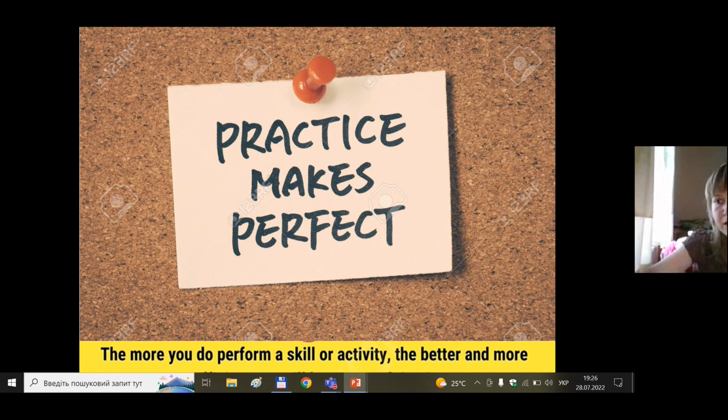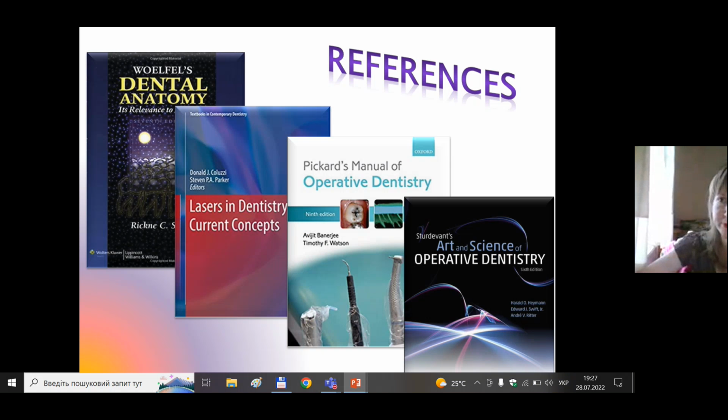The final statement is: practice makes perfect. The more we do a skill or activity, the better and more proficient we are at it. So references to this lecture are: Wolf's Dental Anatomy, Lasers in Dentistry: Current Concepts, Pickard's Manual of Operative Dentistry, and Sturdevant's Art and Science of Operative Dentistry.